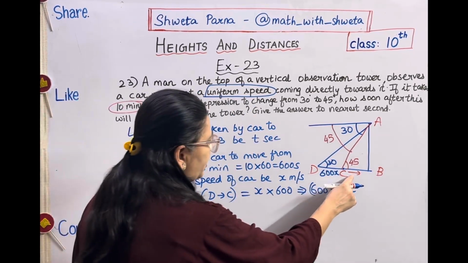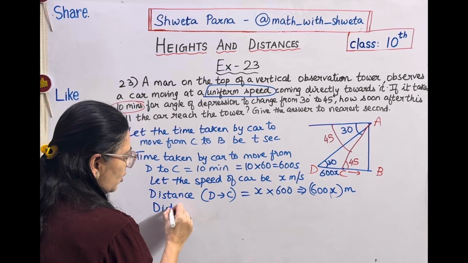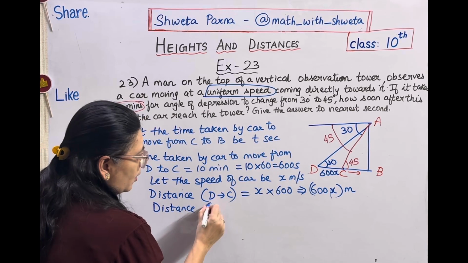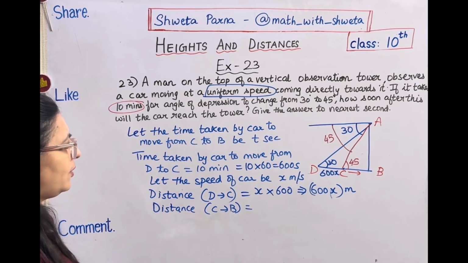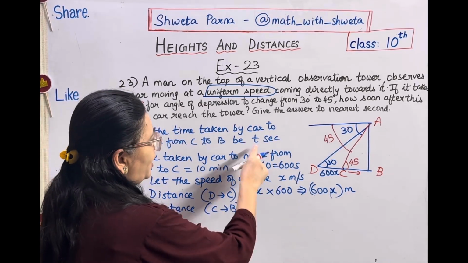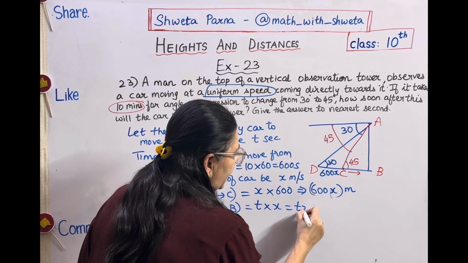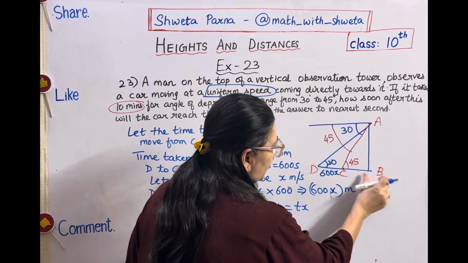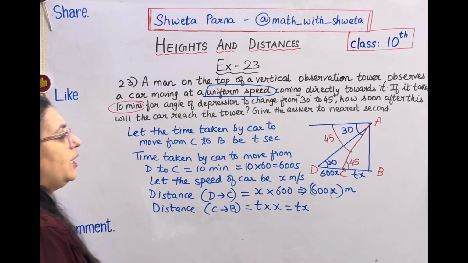What about over here? The speed is x. So distance from C to B. What is the speed? Speed is x. What is the time? It is t. So t into x, it would be tx. So here it becomes tx. This part is clear? Now let's find out.